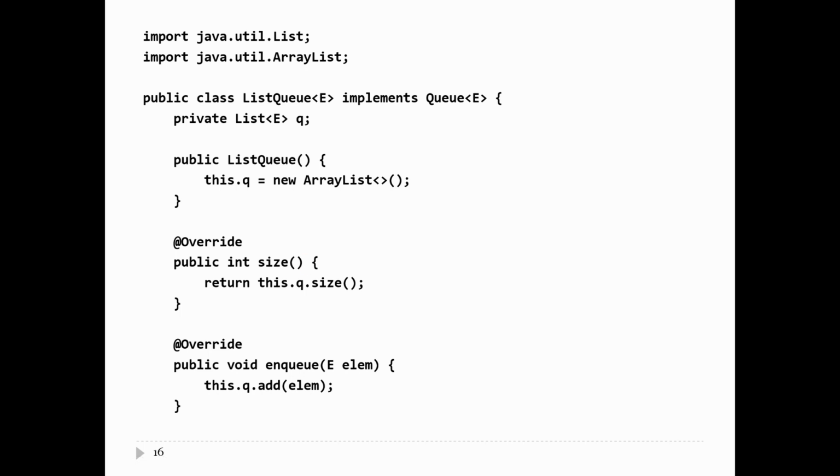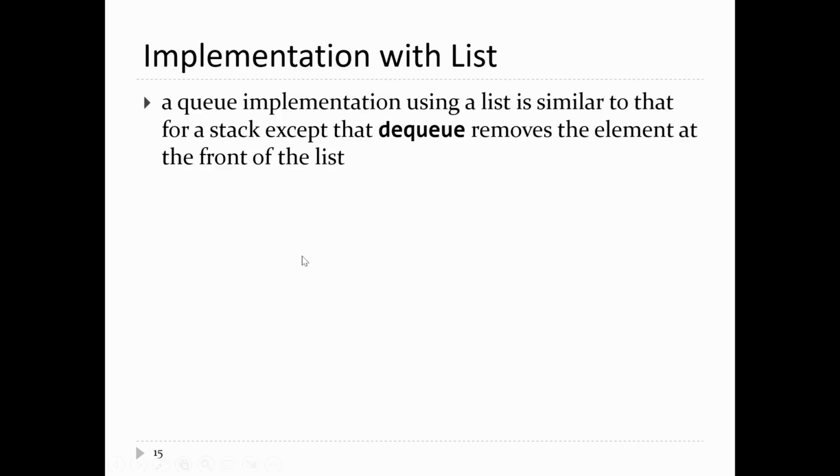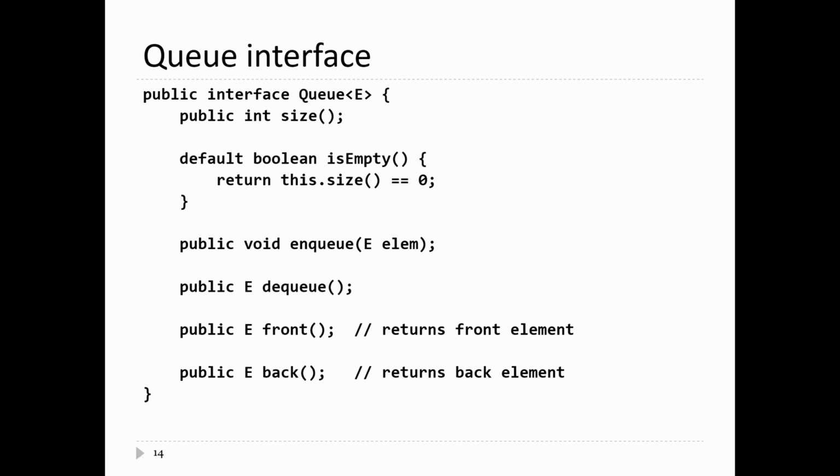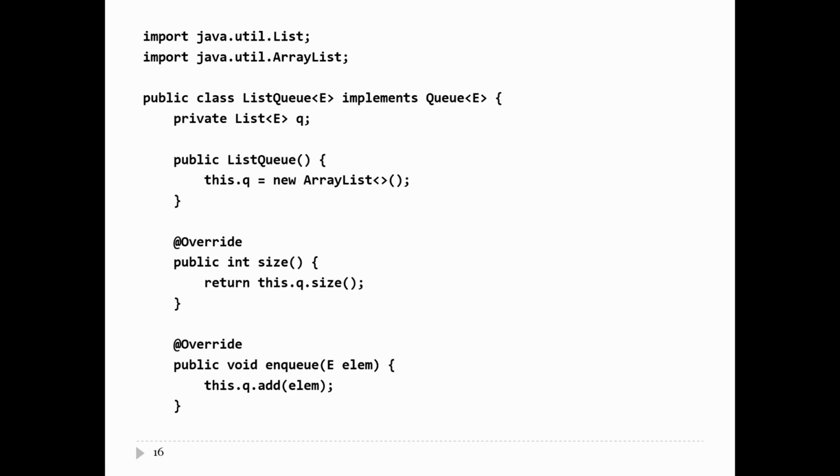What about the size? Well, the size of a queue is just the number of elements in its list, so we can just return this.queue.size. You don't have to implement isEmpty because we got that from the interface. If for some reason you want to override that, you can, but it doesn't make sense in this case. NQ adds the element to the back of the queue, so for our purposes, we're just going to add the element to the back of our list: this.queue.add.